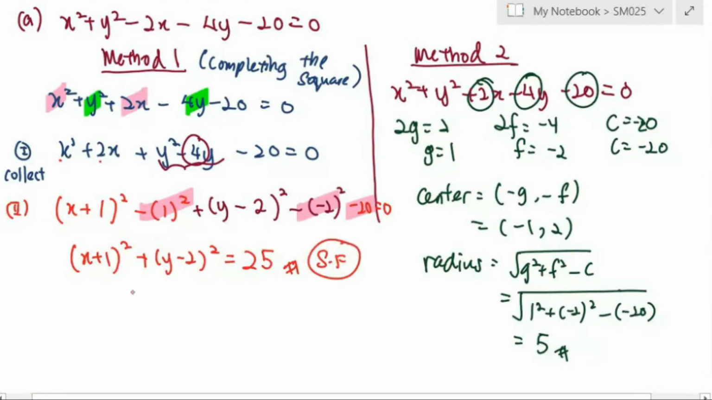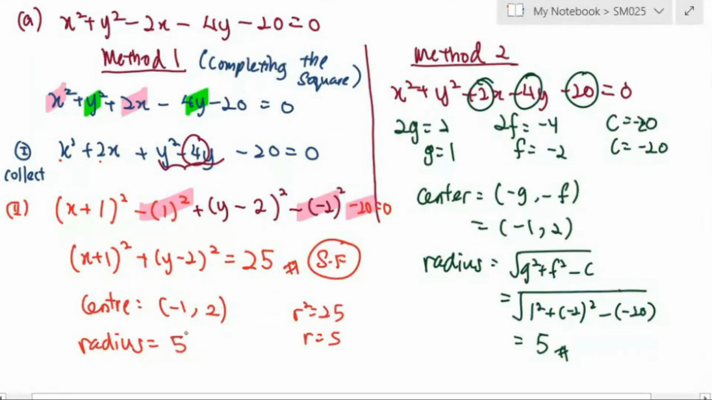Therefore, from the standard form, we can see it clearly. Center: x equals negative 1, y equals 2. Radius: r squared is 25, so r will be 5. So both methods have their pros and cons. Method 2 needs you to memorize the formula, while method 1 needs your basics of completing the square.